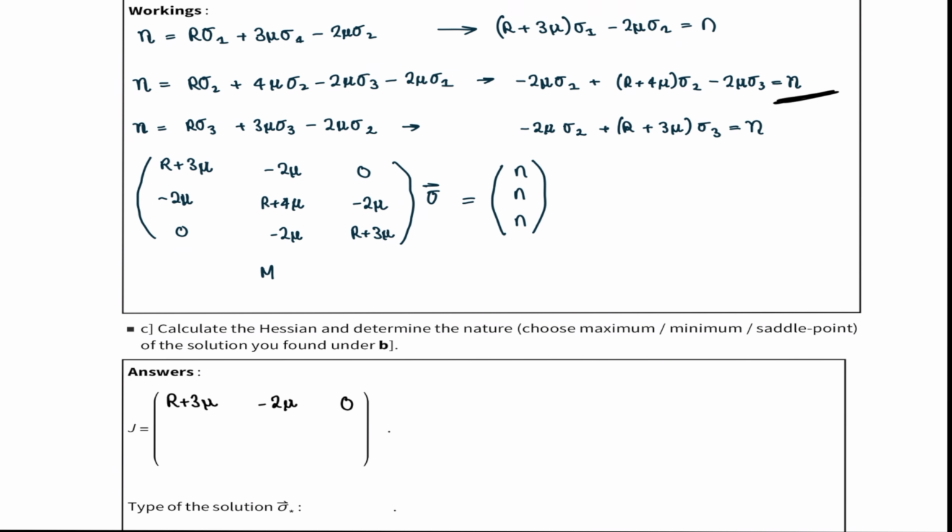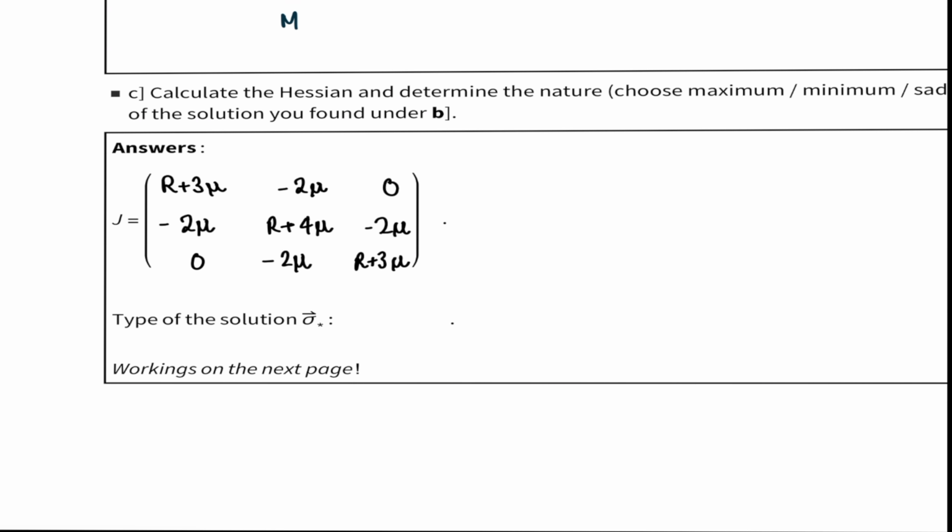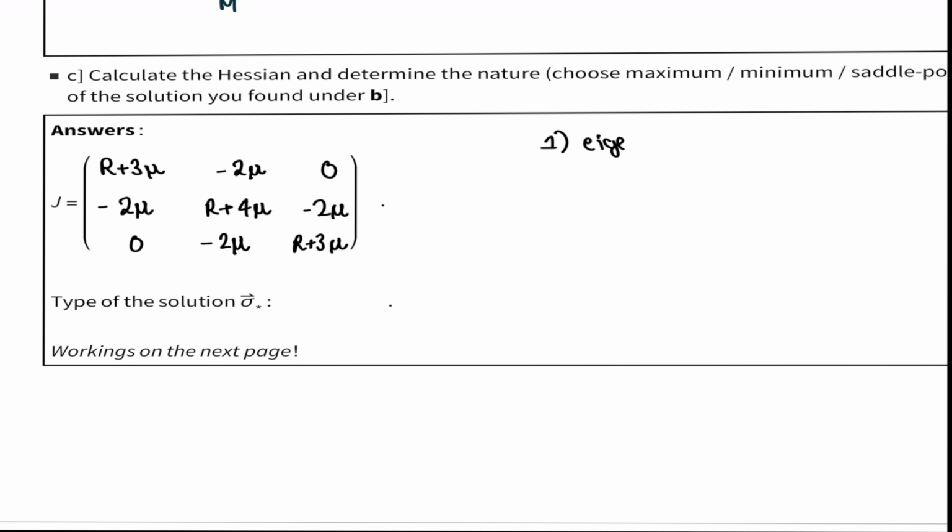Differentiating this with respect to sigma 1 is just minus 2 mu. Then we get r plus 4 mu and minus 2 mu. Hopefully you can see the pattern. Cool, so we just get this matrix. Okay, in order to determine the nature of our solution, we can either work out eigenvalues or we can use the principal minors method. In this case, I believe that the principal minors method is going to be easiest.